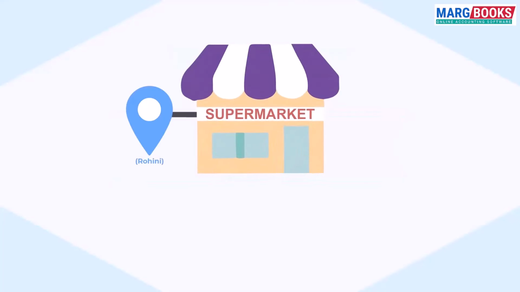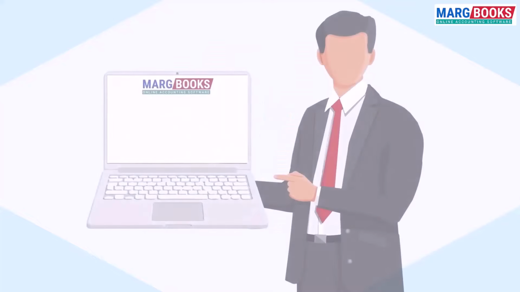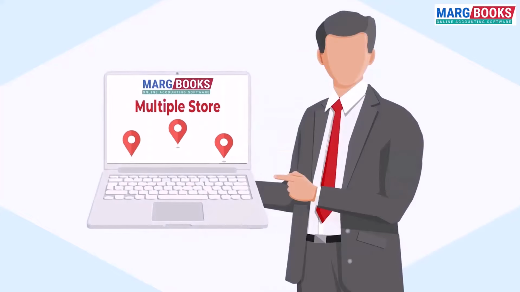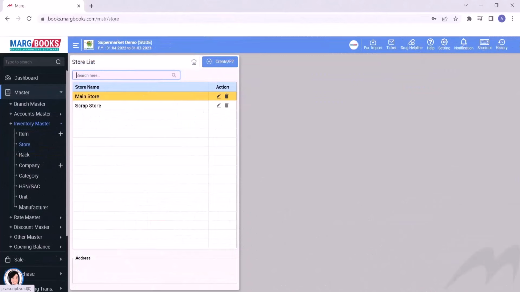Store creation. If you have multiple stores and you maintain the inventory in them, you can create multiple stores in MargBooks. For that, you will go to Inventory Master, then click on Store. Then you will see some predefined stores like Main Store, Scrap Store.